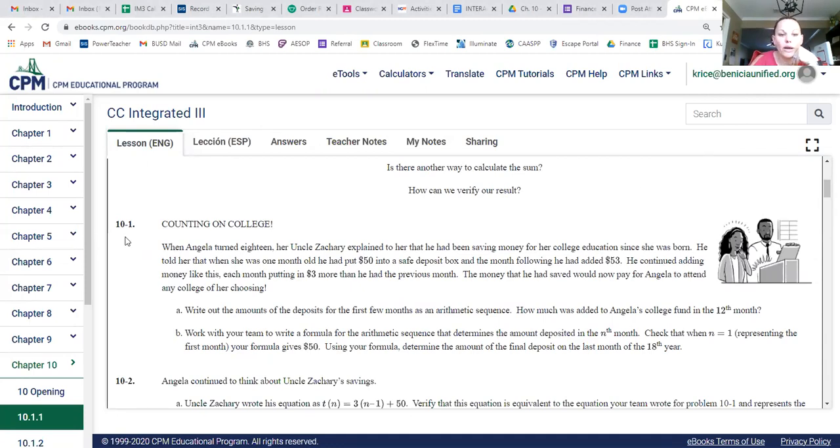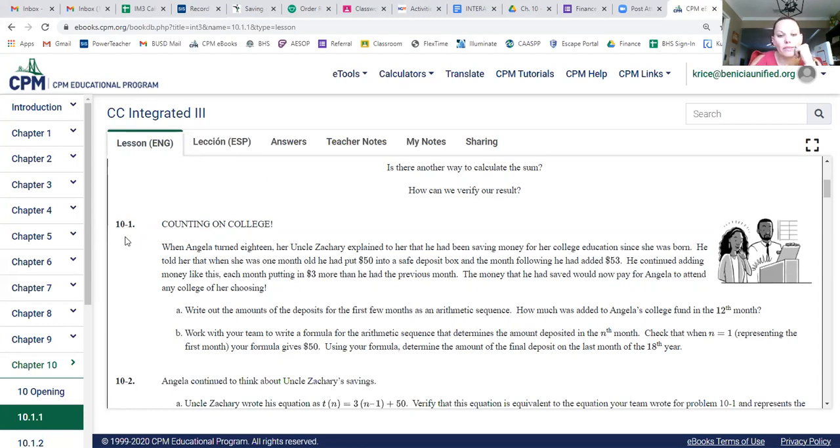Okay, so, counting on college. When Angela turned 18, her uncle Zachary explained to her that he had been saving money for her college education since she was born. He told her that when she was 1 month old, he had put $50 into a safe deposit box, and the month following, he had added $53. He continued adding money like this each month, putting in $3 more than he had the previous month. The money that he had saved would now pay for Angela to attend any college of her choosing.